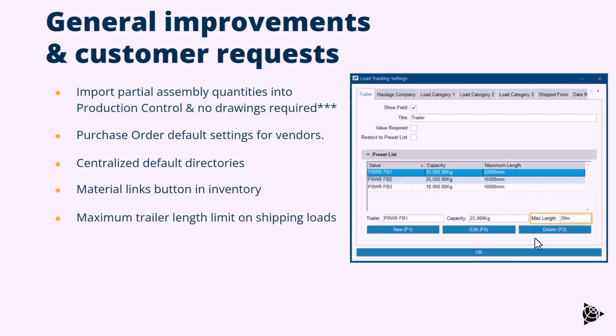We've added the ability to specify a maximum length on your trailers within your load settings, so for when you're shipping material. And what this max length does is anything on the load that exceeds that max length will flag a warning and prevent you from shipping the load, much as it does today if the total weight of the load exceeds the weight capacity.